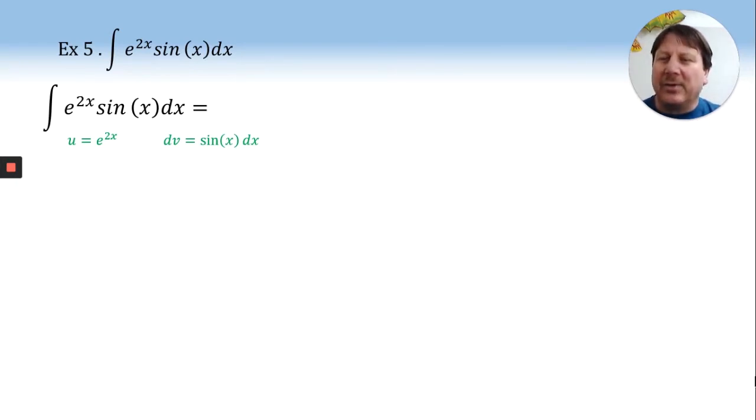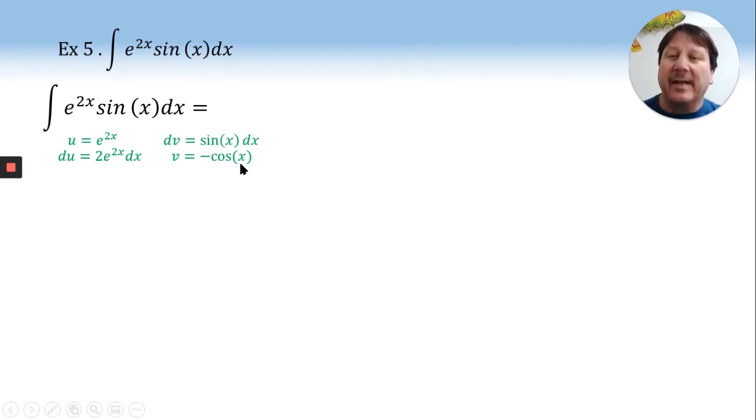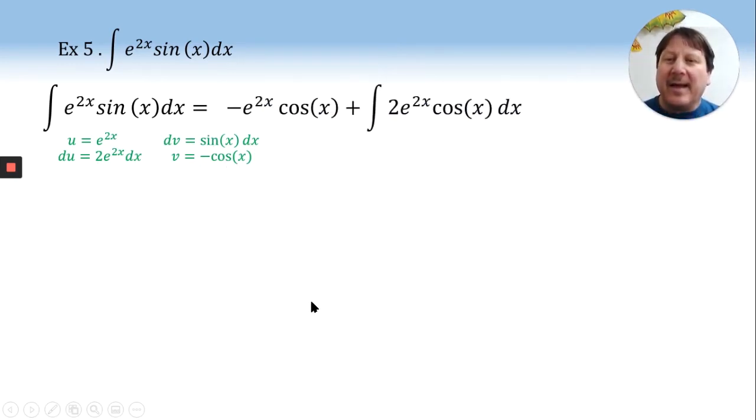u is e to the 2x, and then dv will be sine x dx, just splitting the product right where it seems normal. And the derivative of e to the 2x is e to the 2x times the derivative of 2x. And the integral of sine of x, of course, is negative cosine of x. So going ahead, substituting in u times v minus the integral of v times du. So minus a negative makes that plus.